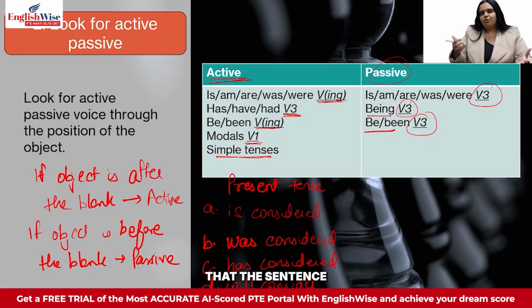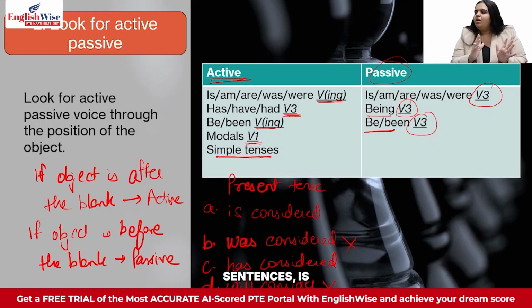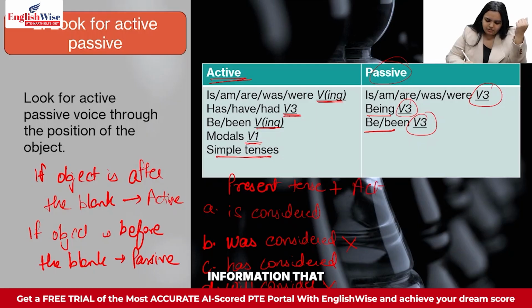Now again, as we know that it is in present tense, you will straight away eliminate options B and D, which are in past or the future. And now you are left with two options, is considered and has considered. Now when you are stuck in such a situation, you will go for your step 2, which you have just learned, that is looking for active passive voice. Okay, so along with present tense, I give you the information that this sentence is in active voice.